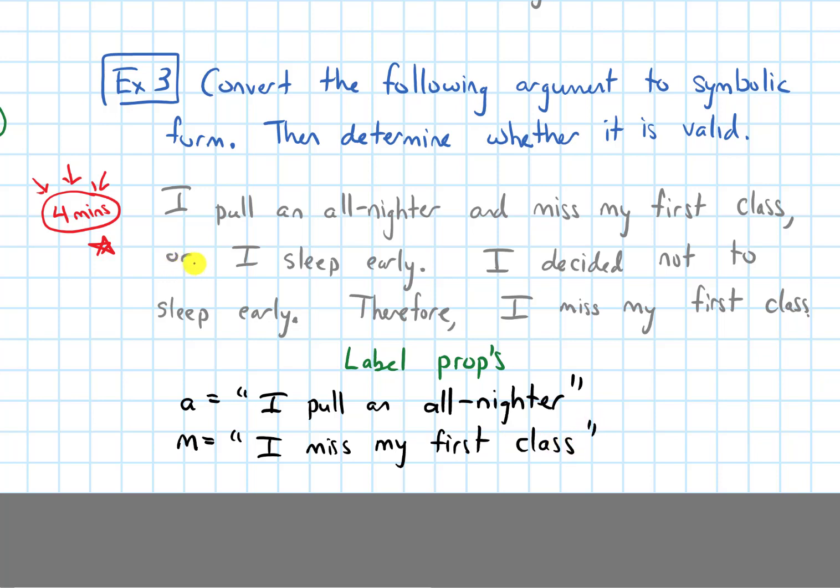And then after the word or, it says I sleep early. Maybe let me call that E. I'm running out of room here, so I'm going to move this to the next page. I'm just keeping it here for the time being so I can still look at this sentence before I move it. Then after that sentence it says, I decided not to sleep early. I don't need a new letter for that because that's just going to be the negation of E. And then there's the therefore portion. I missed my first class. I don't need a new letter for that either because that's one of the things we already have. It's M. Okay, so let's continue this on the next page.